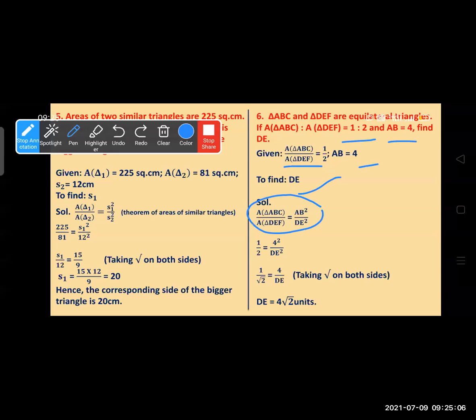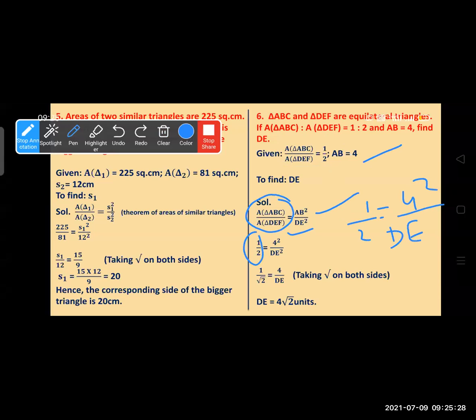Then first we apply the theorem. So area of triangle ABC to the area of triangle DEF is equal to AB square by DE square. Now substitute the value. Their ratio is 1:2 and AB value is 4. So take the square of 4. So here 1/2 is equal to 4 square by DE square. But here we want to find DE, then take the square root of this. 1 square root is 1 and 2 square root is root 2. The square and square root get cancelled.